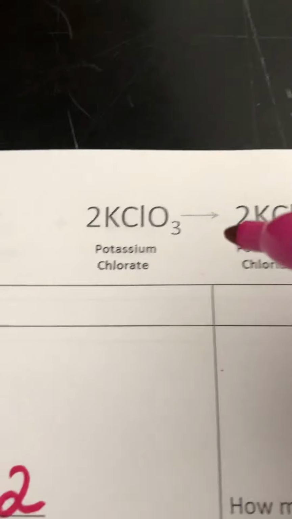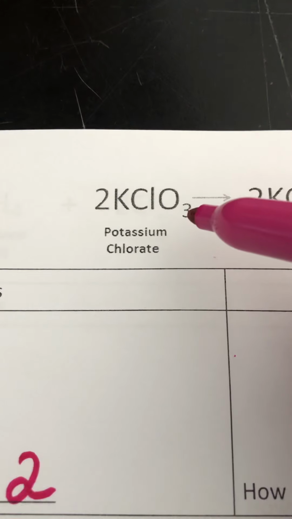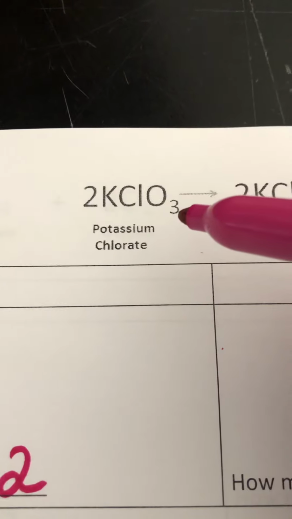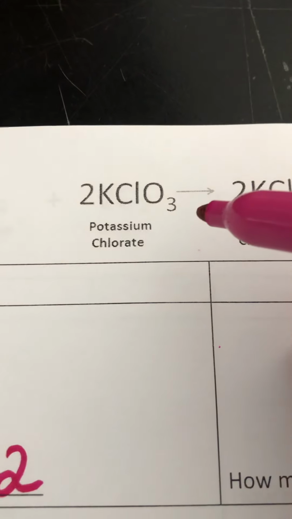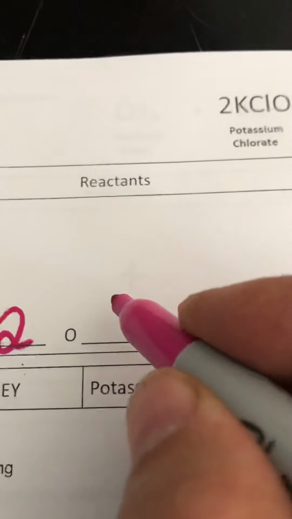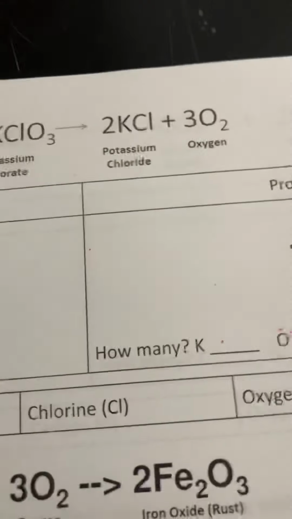And how many oxygen? That's a tricky one. We have 3 here and 2 here. So you always times it. You cannot add this. So it cannot be 5. All right, so 2 times 3 is 6. So there's 6 oxygen. Always times it, always.